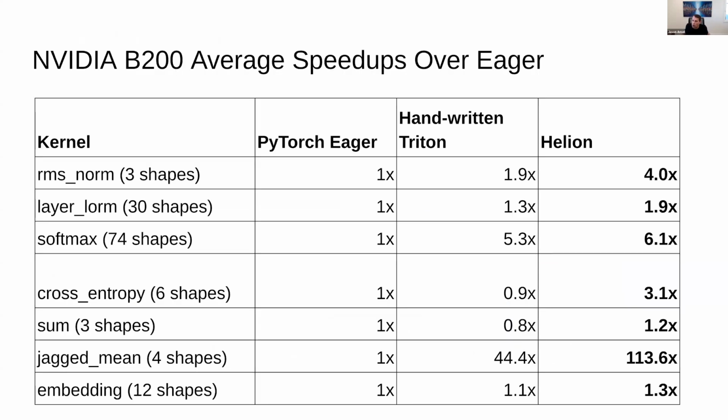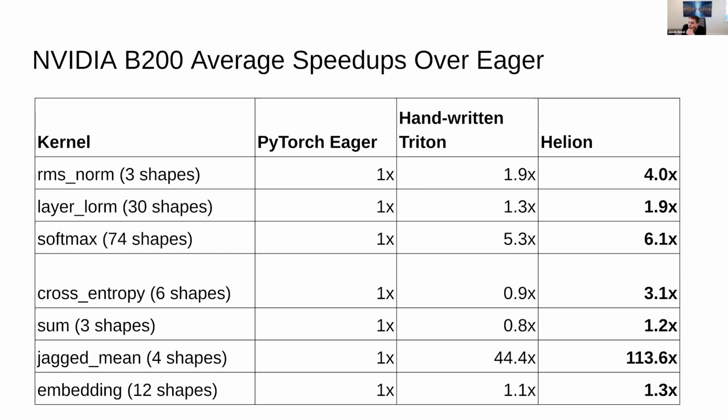So here's a bunch more speedup numbers. These are for a variety of norms and also a jagged kernel and an embedding. This is speedup over PyTorch eager. So PyTorch eager is 1x, bigger is better, and anything bigger than 1 means that it's faster than PyTorch eager.